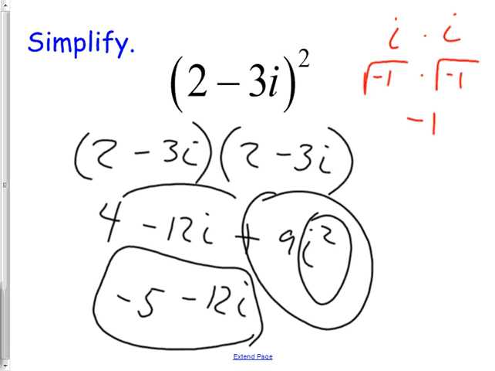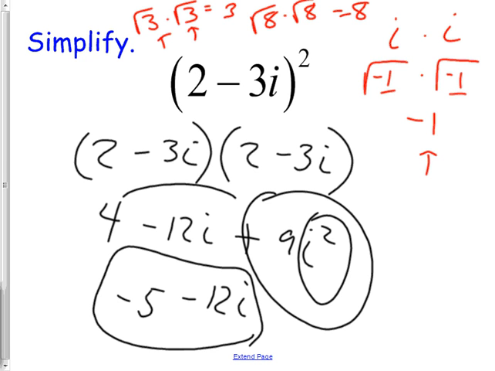Let me show you. Square root of 8 times square root of 8. Well, that makes square root of 64, which is 8. See, the thing that's underneath them is the answer. Or square root of 3 times square root of 3. That's square root of 9, which is 3. It's just the thing that's underneath them. So the thing that's underneath the roots here is negative 1. That's why i squared is negative 1.